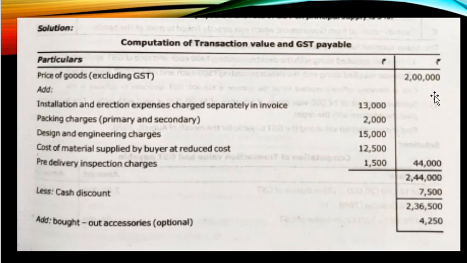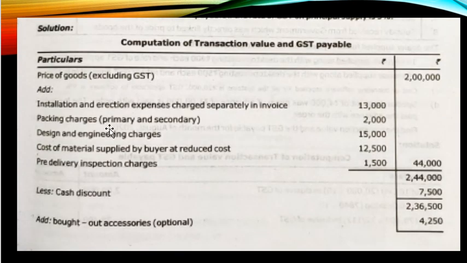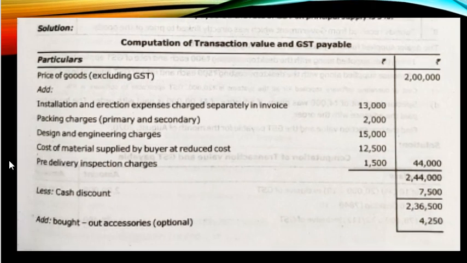Now you may have a doubt: why can't we add the bought-out accessories, which are optional, along with the expenses to be added? You can add it along with the expenses incurred here, as well as add it after deducting the discount, which will give you the same answer. There is no problem in taking the accessory value along with the expenses, as we have calculated in previous problems. It is shown here after the discount value because it is optional. So you can follow either way: add it with these expenses, or add it after deducting discounts.